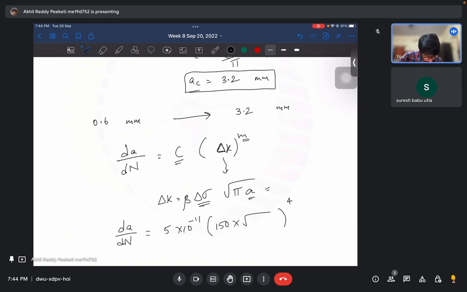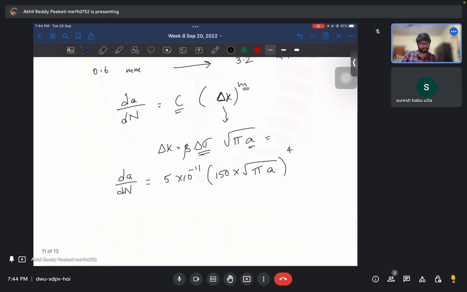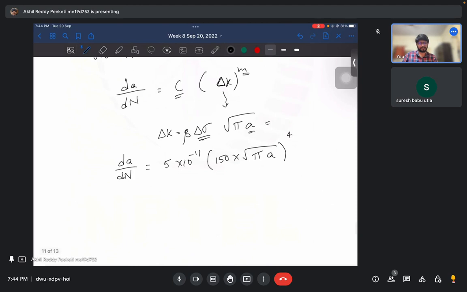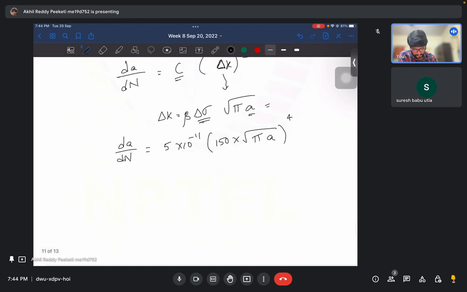So 150 into root pi a, power 4. Is this clear? Now here we have only crack length a and the cycles. Only those are the independent terms which are available. Now we can do some manipulations.